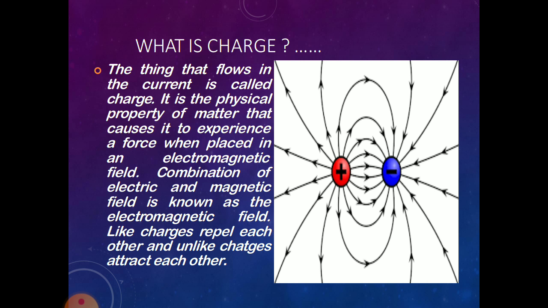The first slide shows what is charge. The thing that flows in the current is called the charge. It is the physical property of matter that causes it to experience a force when placed in an electromagnetic field. The combination of electric and magnetic field is known as the electromagnetic field. Like charges repel each other, whereas unlike charges attract each other.